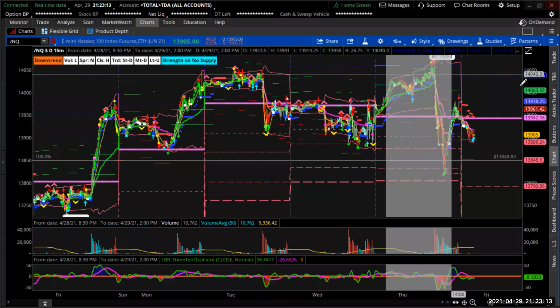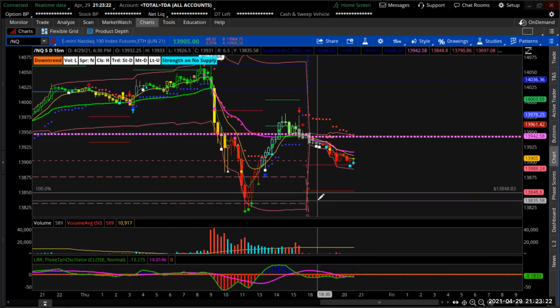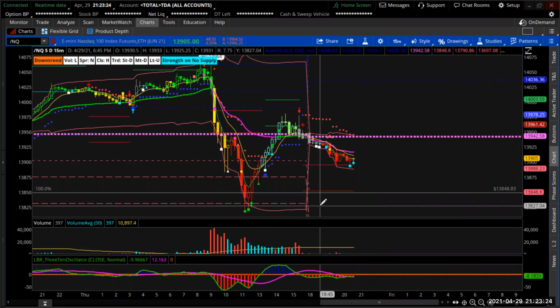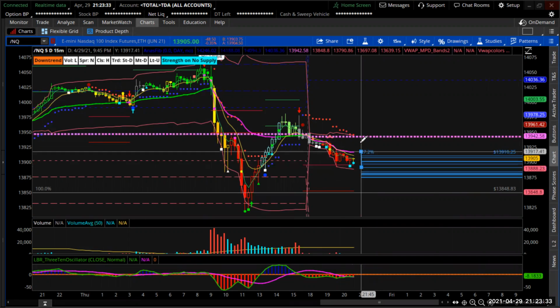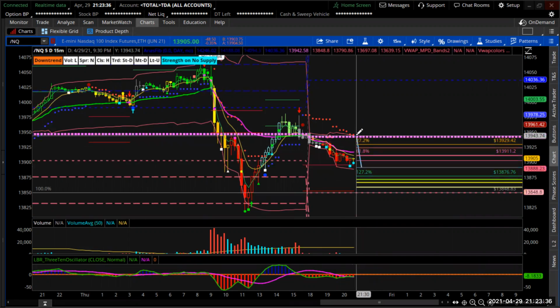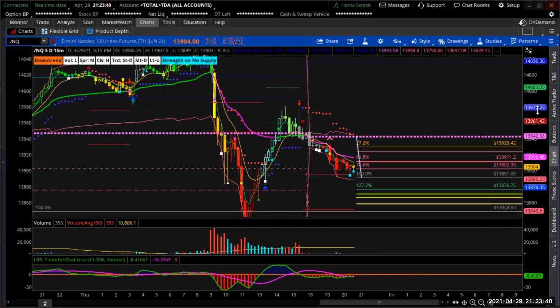If we're gonna do a strategy for tomorrow, I think that we test this low, and then we might bounce from there and go higher. But for now, here's what I think is gonna happen. It's not giving me a lot, but I think this could go to 1387 to the 13848.